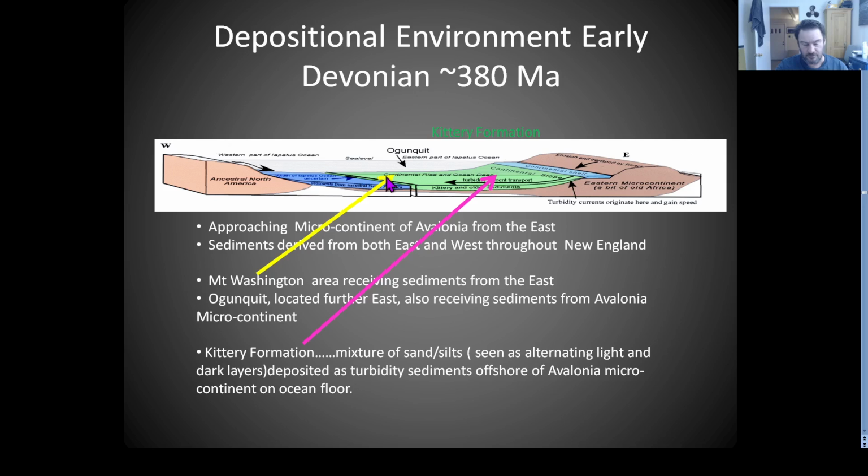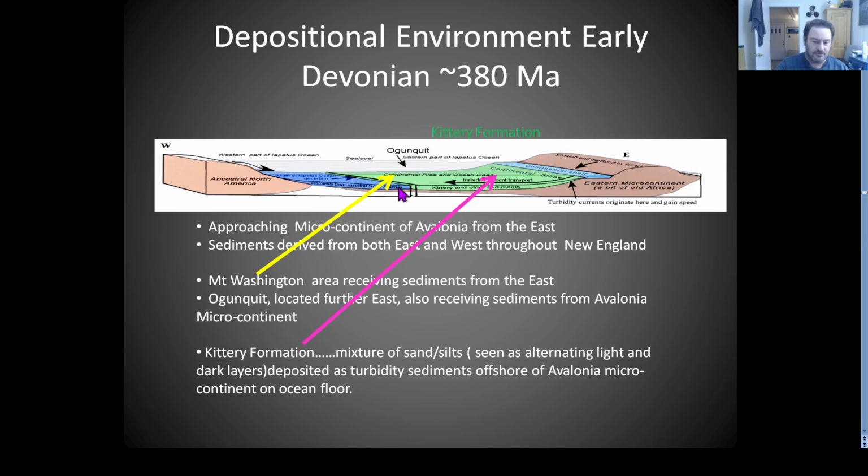And even more nuts about that is I also put Mount Washington in here, which obviously is further west, but Washington itself also shows that the majority of sediments that made up the formation that Mount Washington is, which is essentially silts, a relatively deep water area with some sands, those also came from the east.